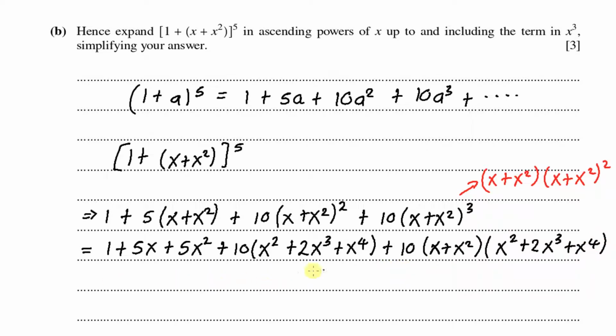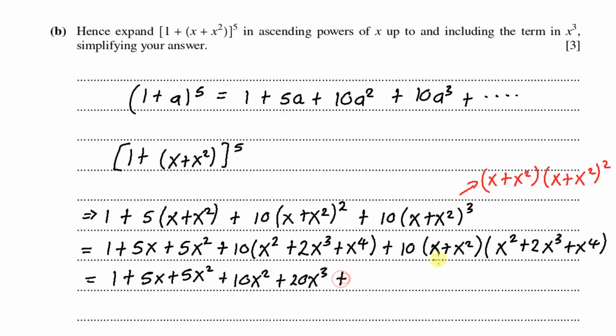So here I'm just going to collect the terms up to and including the term in x cubed. So let's do that. So 1 plus 5x plus 5x squared are all okay. Then that's plus 10 times x squared, that's 10x squared. Then 10 times 2x cubed, that's 20x cubed. But I will not take 10 times x to the power of 4 since it's greater than x cubed.